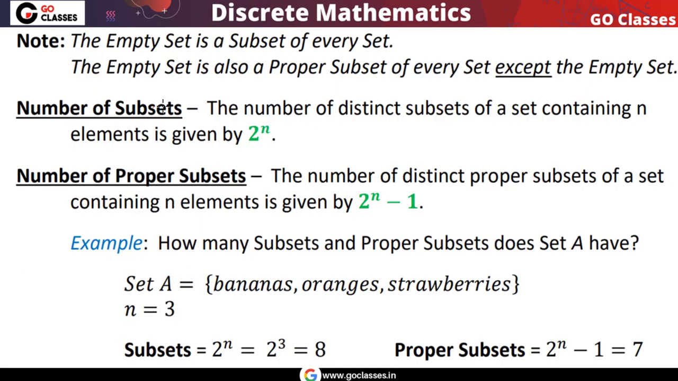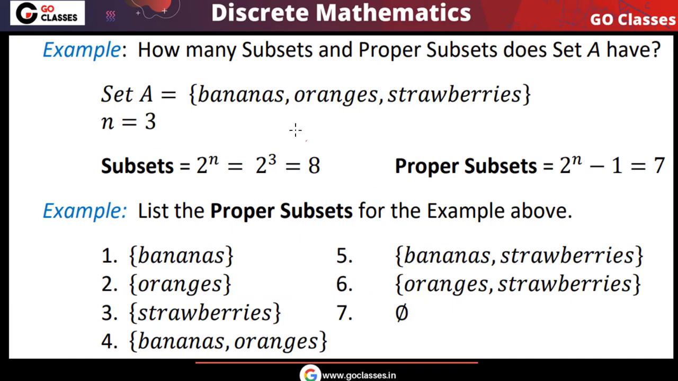Now, how many subsets are there? We have already seen that if you have a set with n elements, then the number of subsets will be 2 power n and the number of proper subsets will be 2 power n minus 1. For example, if your set A is banana, oranges, strawberry, you have 3 elements. So how many subsets will there be? 2 power 3, that means 8 subsets. And how many proper subsets? 2 power n minus 1, that is 7. Here we are removing the set A itself, because set A is a subset of A, but set A is not a proper subset of A.